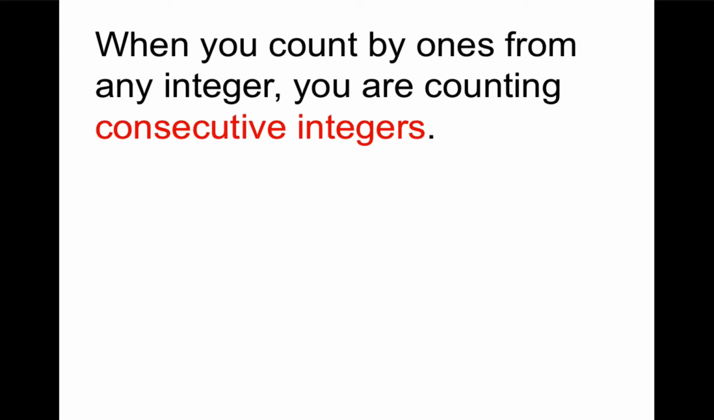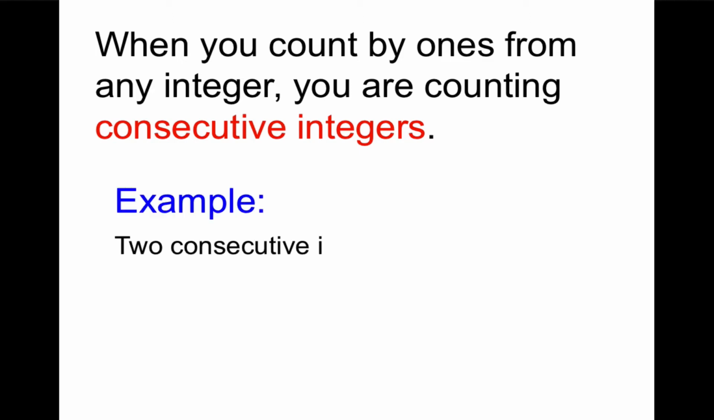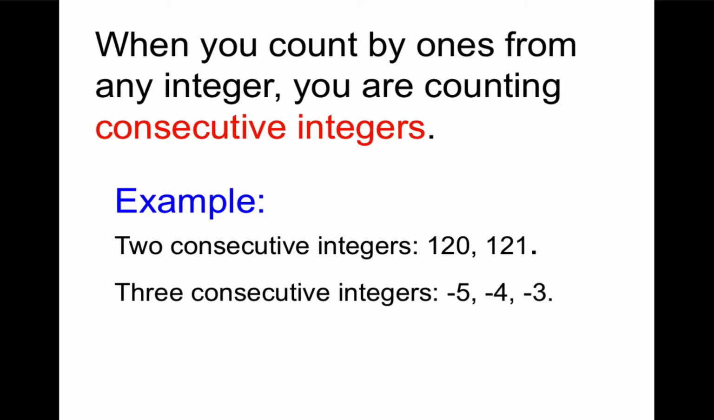Here's the definition. Let's write this Cornell style. When you count by ones from any integer, you are counting consecutive integers. You need a question to which this is the answer. How about, what are consecutive integers? Here's an example. Two consecutive integers are 120 and 121. Three consecutive integers, for example, -5, -4, and -3.